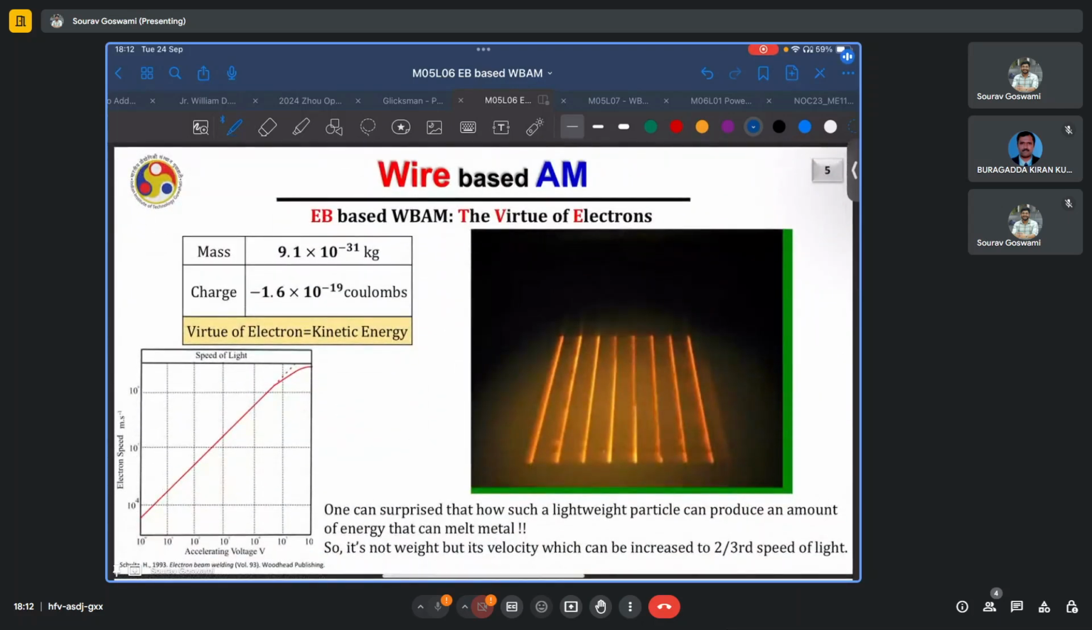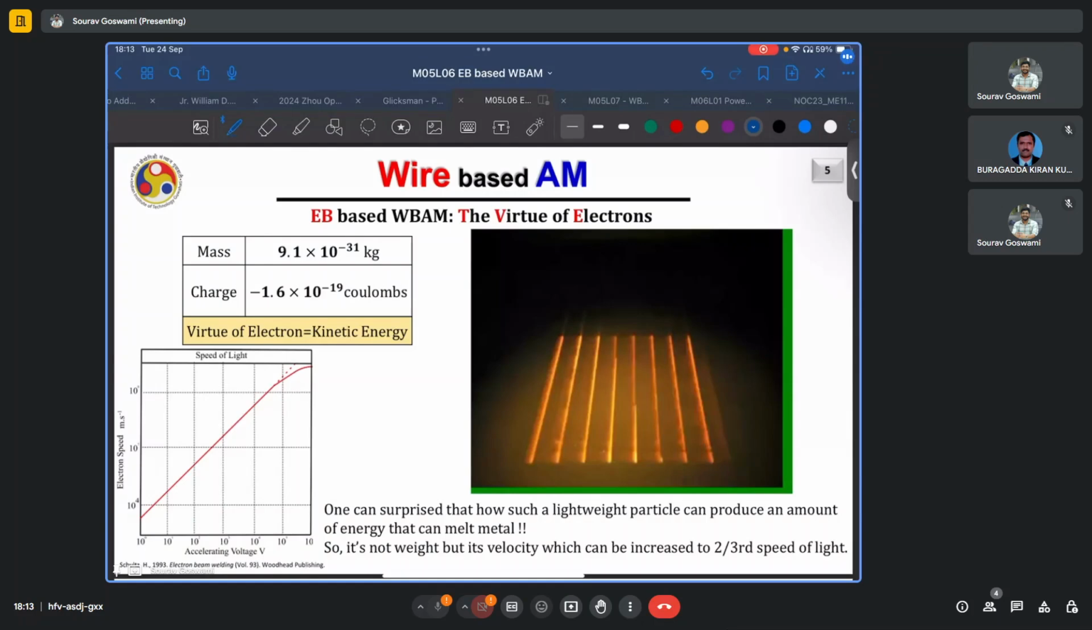Now, as we know, electron is among the lightest of the subatomic particles. Its mass is only say 9 into 10 power minus 31 kgs, and it has a very small charge of minus 1.6 into 10 power minus 19 coulombs. And of course, the question which would emerge in many of our minds is how does such a light and lightly charged particle transfer enough energy to the material to melt it, and that happens through its kinetic energy. That is, because of it being so light, it can be accelerated to great velocities, almost two-thirds the speed of light.